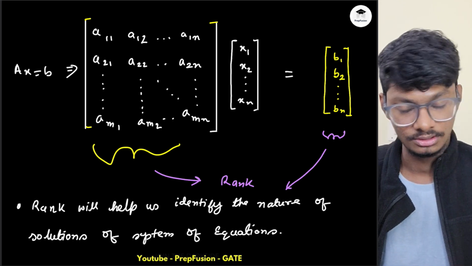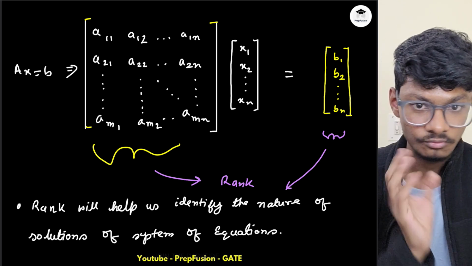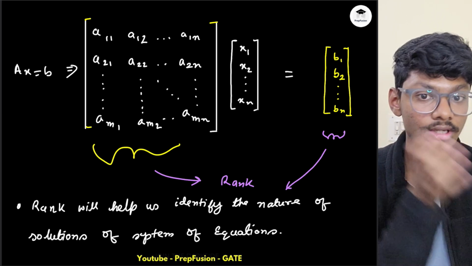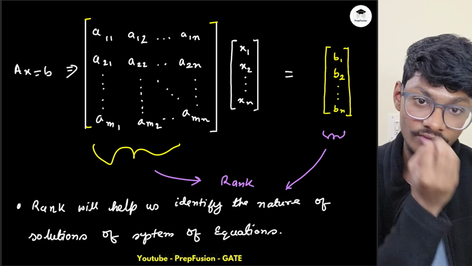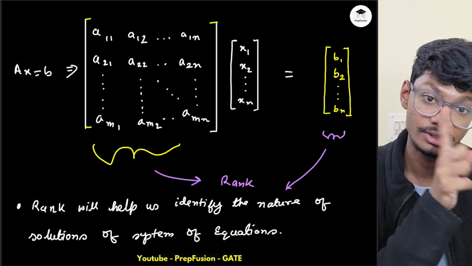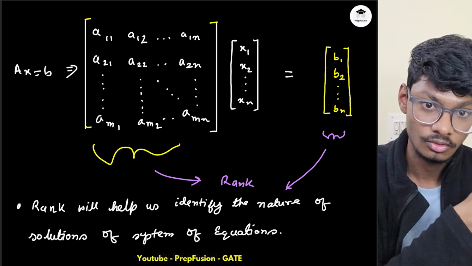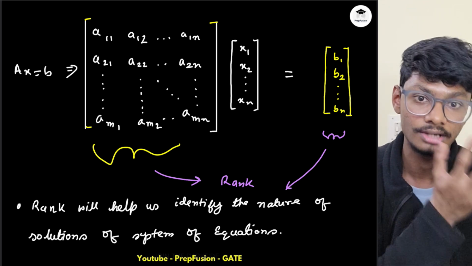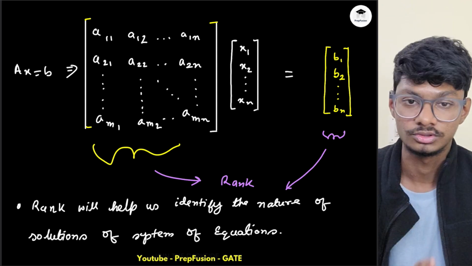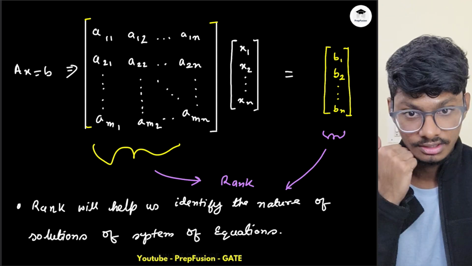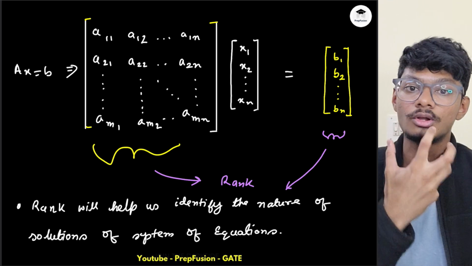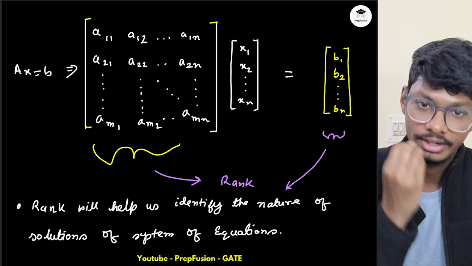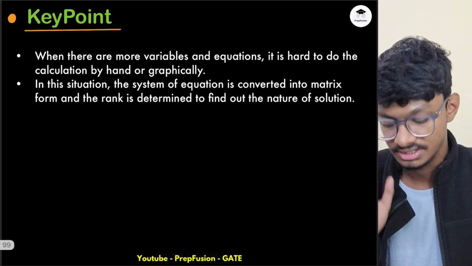With the method of elimination, we can directly find the solutions, but here we won't find the solutions. We can say about the nature of solutions: whether solutions exist or not, are they unique or not, are they infinite, are there no solutions. So three cases only, and we can tell that with much lower computational power and a much less time-taking process. So that is the reason we do this.